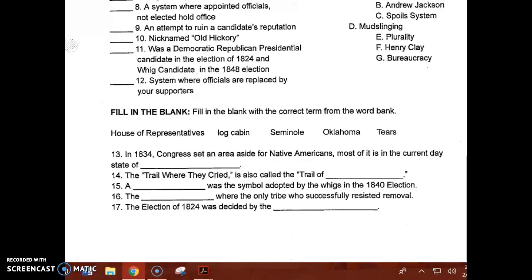Number 15. A blank was the symbol adopted by the Whigs in the 1840 election. Number 16. The blank were the only tribe who successfully resisted removal. I think that should say the blank were the only tribe who successfully resisted removal. And number 17. The election of 1824 was decided by the blank.